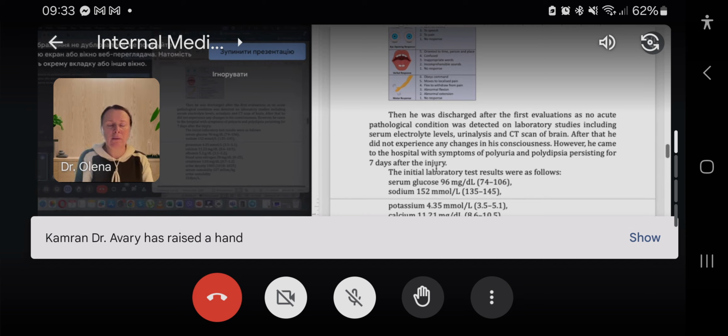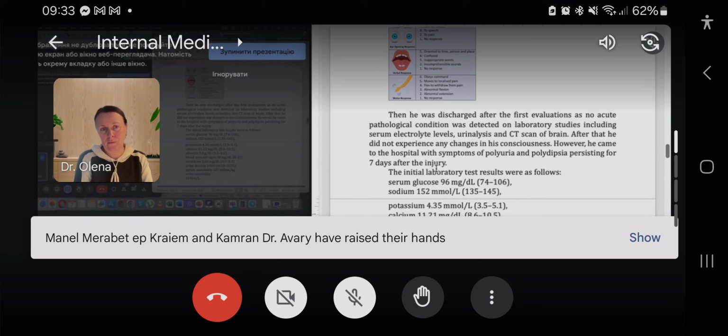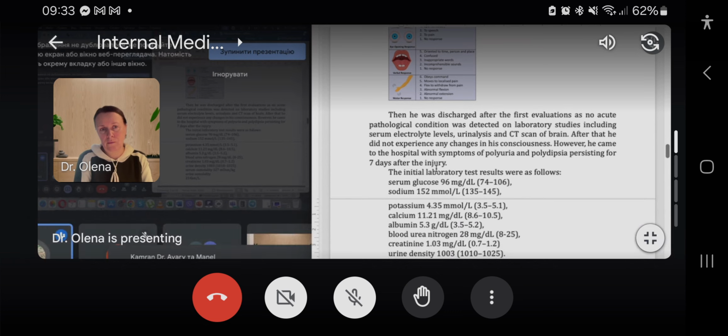We can do the water deprivation test to check if it's DI, or an ADH stimulation test, and to see if it's diabetes mellitus, we can always do first just the blood glucose test or HbA1c test.